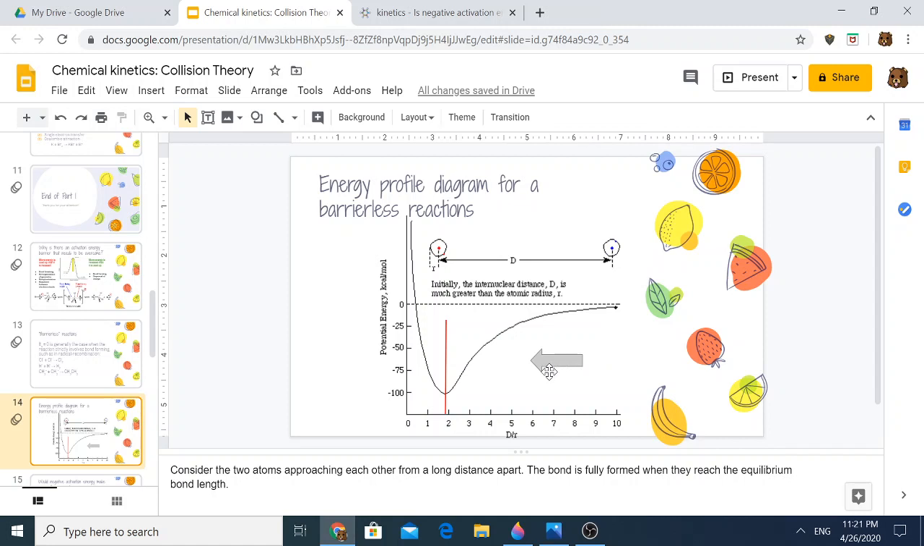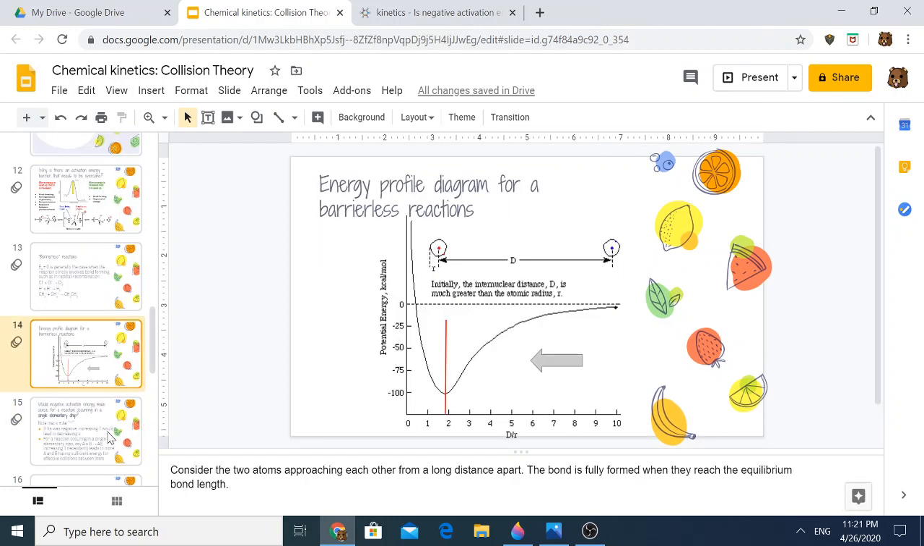Bonding interactions cause a lowering of the potential energy, and at the equilibrium bond length, the potential energy reaches a minimum. And so you see that there's no hump. Usually there will be a hump to indicate the presence of a non-zero activation energy. But in this case, the activation energy is 0, and the potential energy just flows smoothly downwards towards the products.